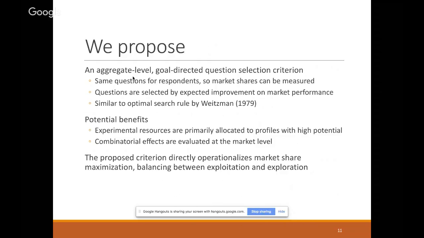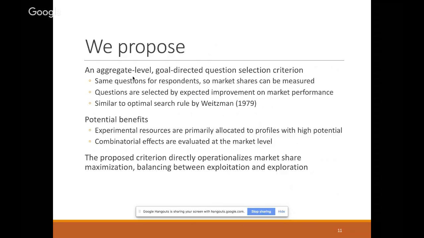In doing so, we can measure the market share with high stability instead of choices that are subject to individual level choice errors. That means the inference of interaction effects or synergetic effects is also more stable than the individual level estimation. And we focus on the expected improvement in market level performance. After running the first round of the experiment, we have partial knowledge of consumer preferences. Based on those preference parameters, we predict the expected market performance of the candidates that are not tested in the first round.